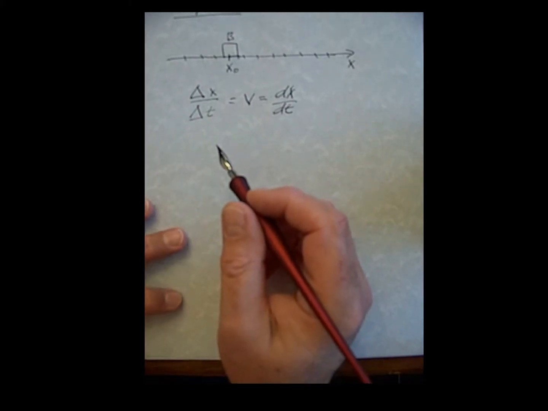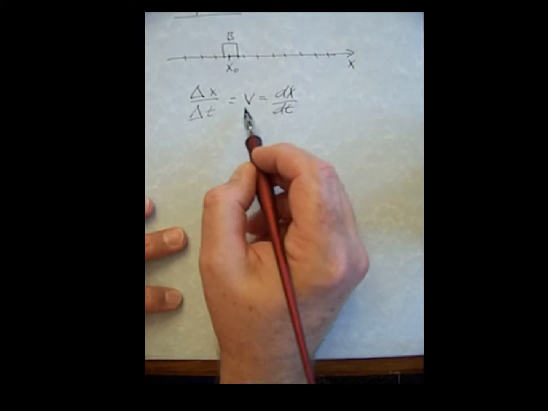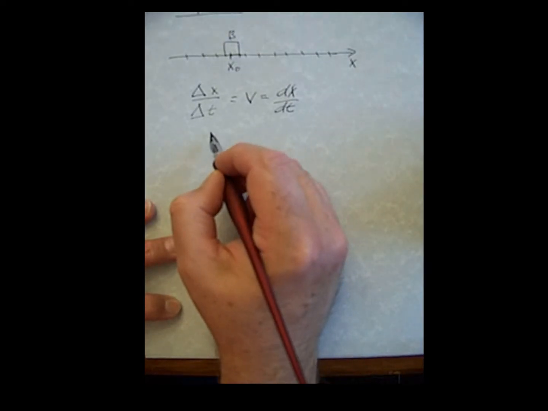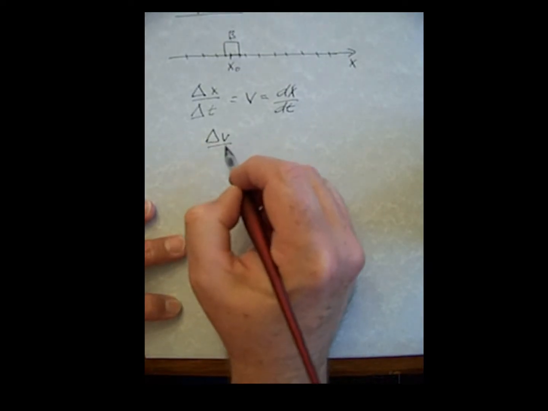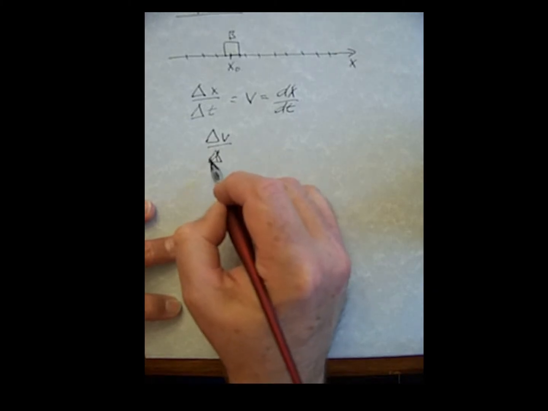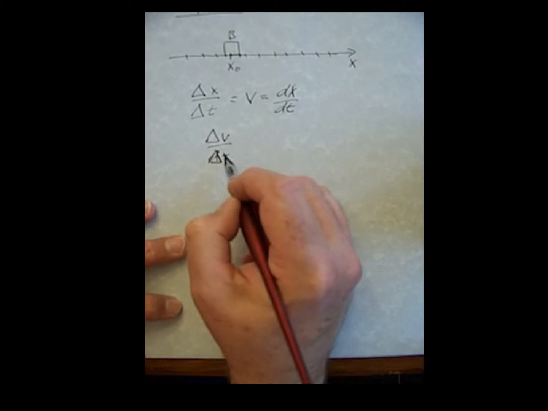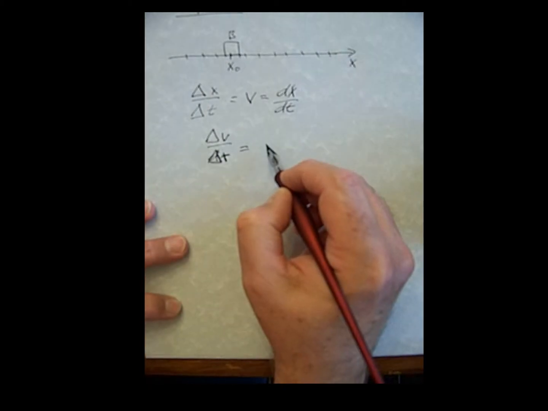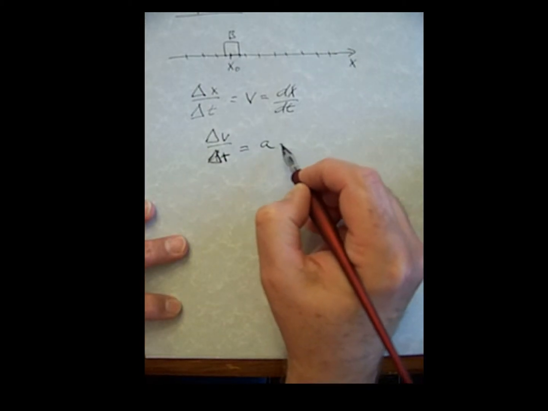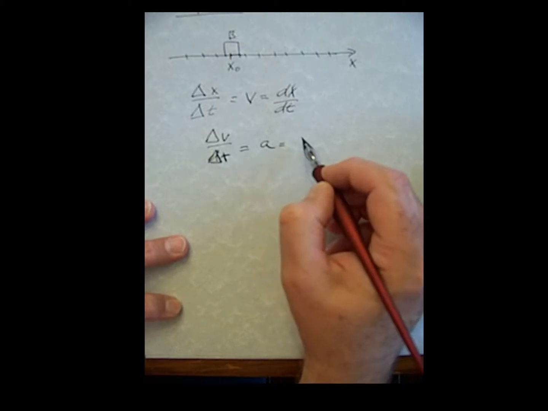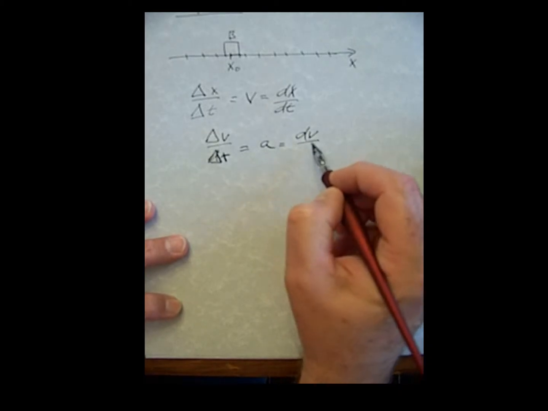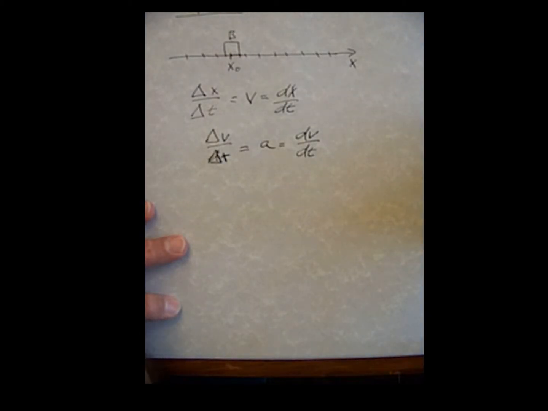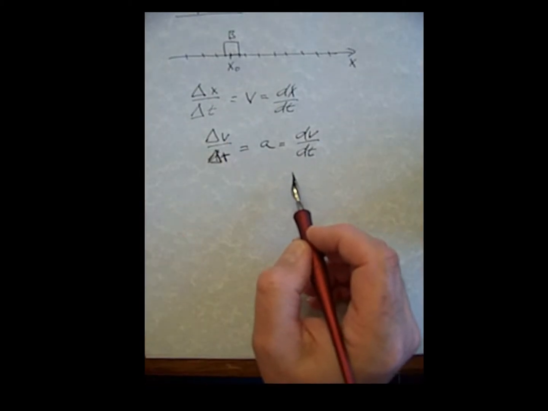Then we said, well, okay, what if v is the thing that's changing? And so we looked at delta v with respect to t, and we decided that that was called acceleration, and that for instantaneous acceleration we would look at dv/dt, the derivative of v with respect to t.